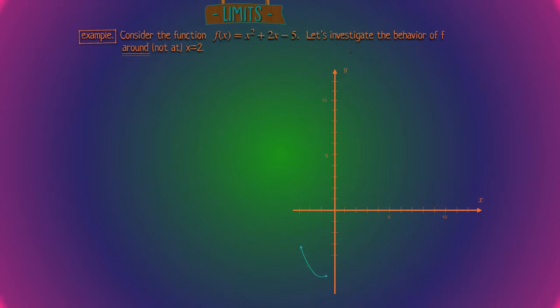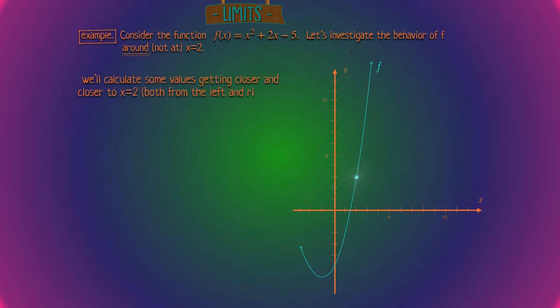So just to go over some actual pretty typical limit problems, first we want to consider the polynomial x squared plus 2x minus 5. And so we want to figure out what's happening around x equals 2. Not x equals 2 exactly, but around x equals 2. So pretty much that means for us from the left and from the right. Get closer to 2 from the left and from the right.